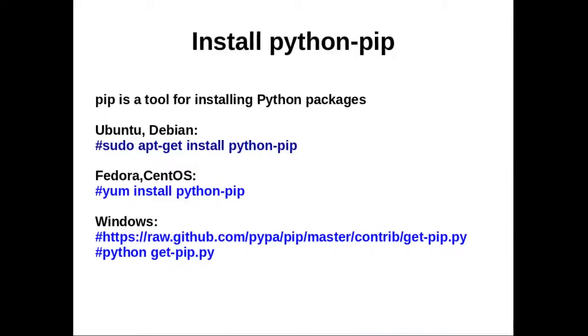Install pip. Pip is a tool for installing Python packages. Ubuntu user can install pip using apt-get install command. Fedora user can install pip using yum install. Windows user has to download this get-pip.py, then run python get-pip.py.